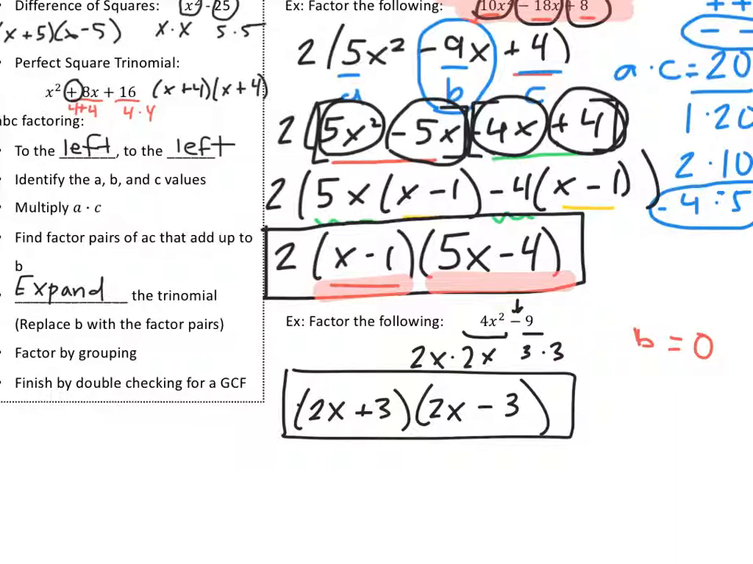So factoring is tricky. You want to make sure you do lots of practice on this. Always look for a GCF first. Always, always, always. And then, like I said, if you can recognize those special cases, your life will be a little bit easier. But then if you know for sure how to do GCF and the ABC, you'll be good to go. That'll work every time.